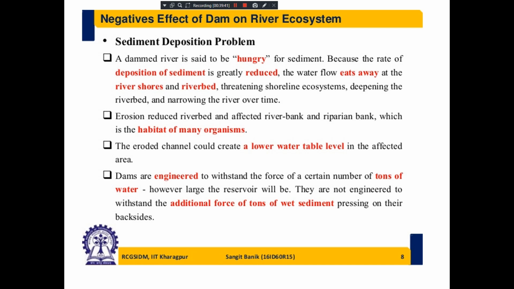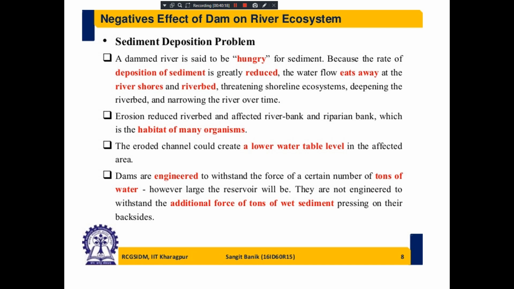Suppose a dam breaks, because the dam has been constructed to withstand the load of water. But now what is happening is that instead of water, more and more sediments are there, so the sediment load will be more. Suppose the dam bursts. It has happened long back in Koyna River. So many people lost their lives because of the opening of the dam.